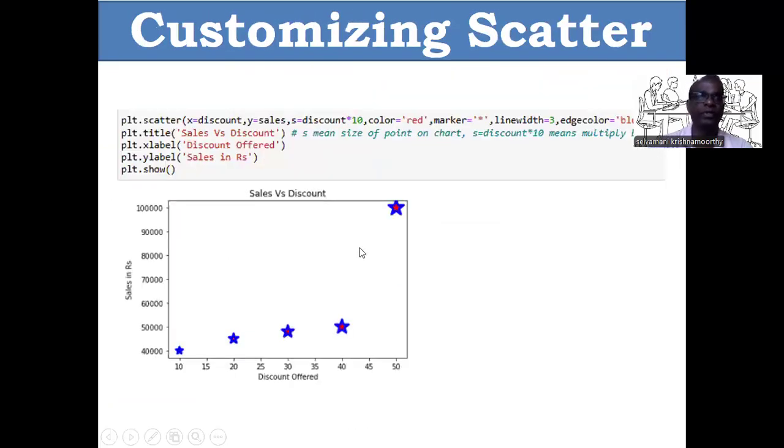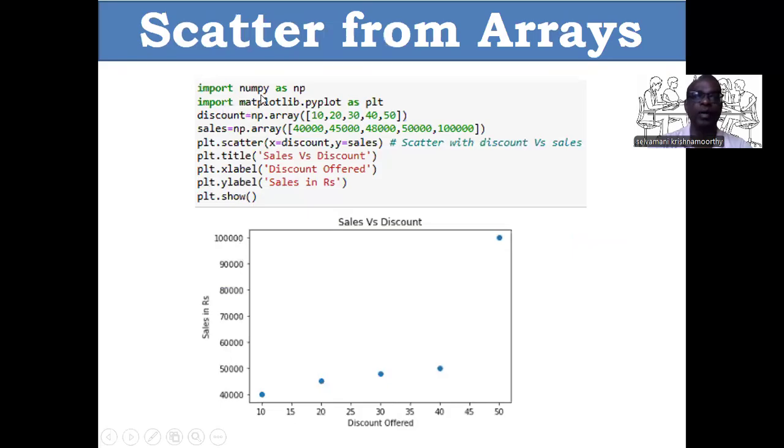program. See it here. Import numpy as np, import matplotlib.pyplot as plt. Now we are going to create one scatter plot from arrays. We are not using data frame. Let us study how to create scatter plot from data frame in future. Now we are going to study about scatter plot from arrays. I created two arrays, one for discount, another for sales. 10, 20, 30, 40, 50, I stored in discount. 40,000, 45,000, 48,000, 50,000, 1 lakh, I stored as sales.